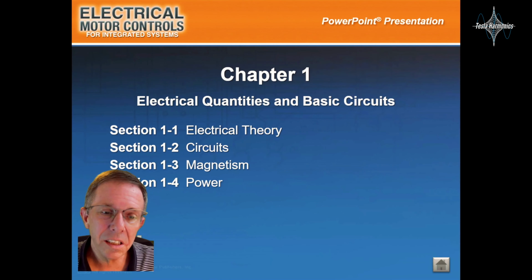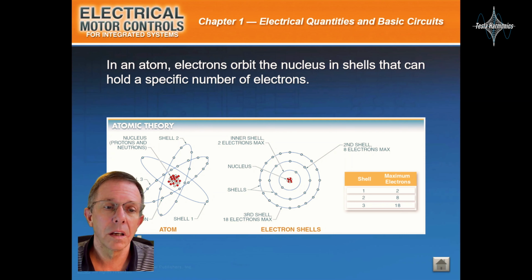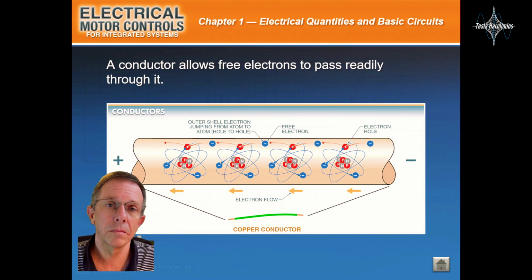Okay, everyone, let's take a look at Chapter 1 in Electrical Motor Controls. This will be electrical quantities and basic circuits. In an atom, electrons orbit the nucleus in shells that can hold a specific number of electrons.